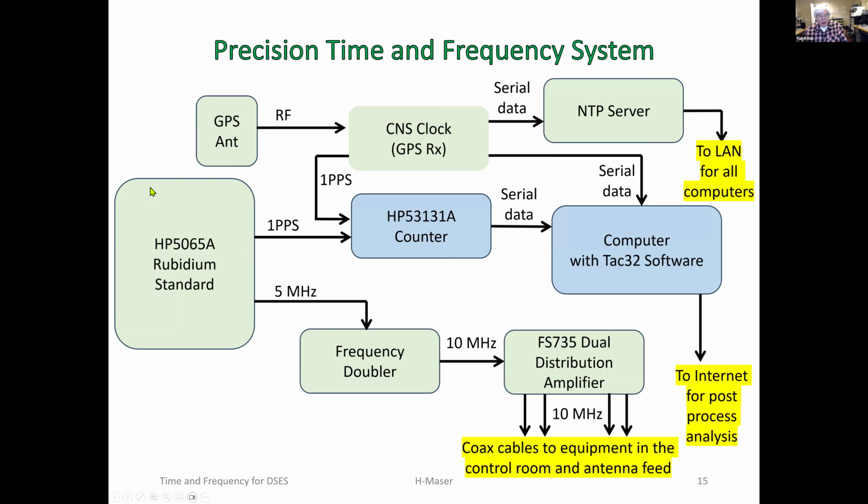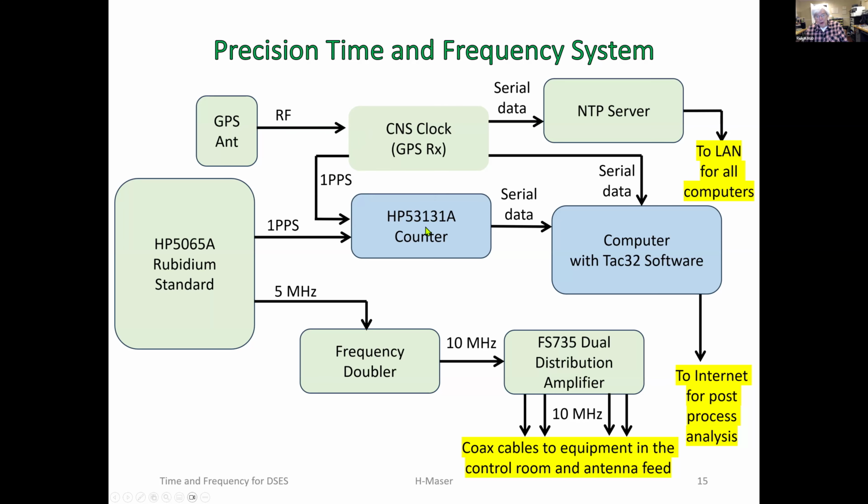It is based on this rubidium standard, which outputs 1 pulse per second and 5 megahertz. The 5 megahertz is doubled to 10 thanks to Ray, and that goes to a distribution amp that feeds coax cables to equipment in the control room and up on the antenna feed. The 1 PPS feeds a counter, which is also fed by a GPS receiver that has an outside antenna.